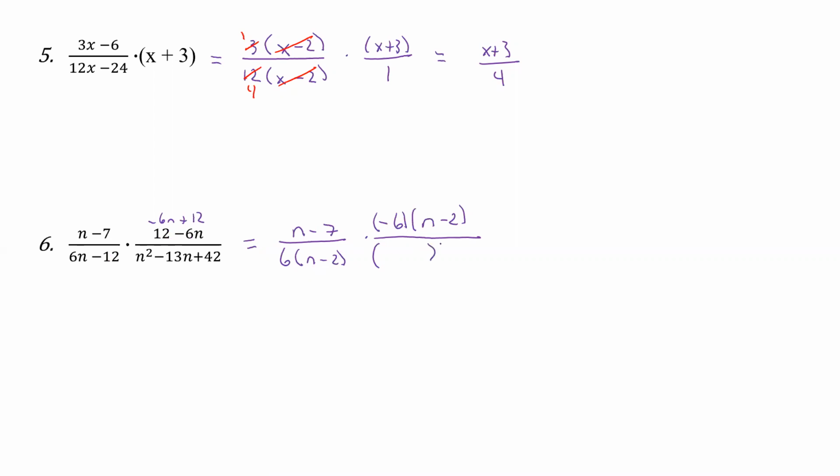Now, what do we have? Now we have a trinomial that we have to factor. So that's going to be an n and an n. Now they're both going to be minus because we have to have a minus in the middle, and this is a plus.